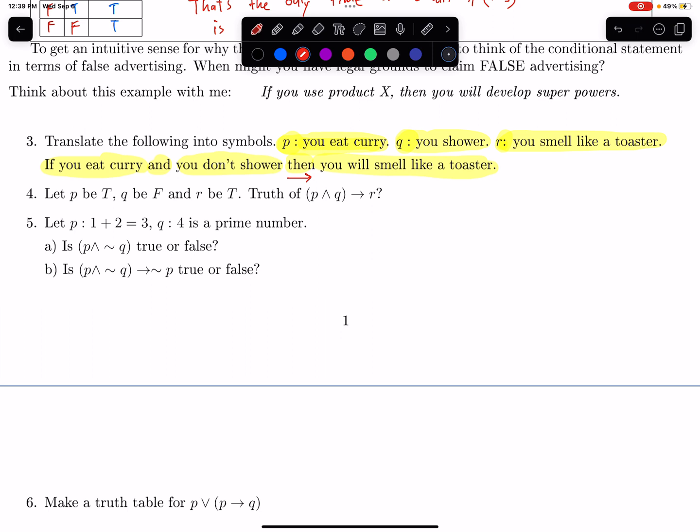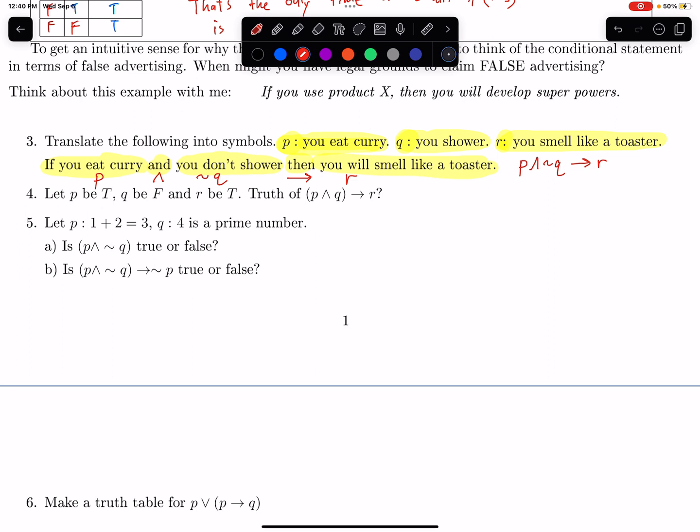What's on the left of the arrow? Well, there's actually a little compound statement. You eat curry and you don't shower. So how would you translate that? You eat curry is a P, and is the and symbol. You don't shower would be the negation of you do shower, so negation Q. And then you will smell like a toaster. That's the R part. Okay, so just combining that, a little more concise, that would be P and not Q, the right arrow to R. That's the answer for number 3.